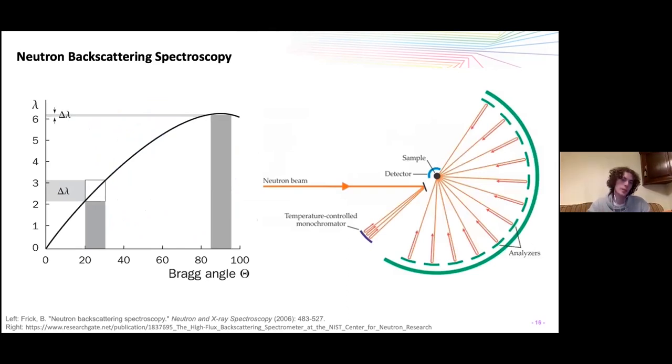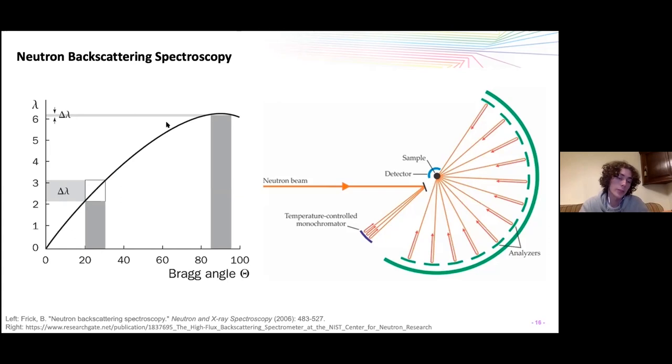So neutron backscattering spectroscopy is a particularly good technique. As Fella said, in monochromators you can select which energies and velocities you want the neutrons and waves to have, based on the Bragg angle. But the point of backscattering is that at low Bragg angles, for let's say a bandwidth of theta of 10, you actually have quite a high dispersion in your wavelength as well, about one on this axis.